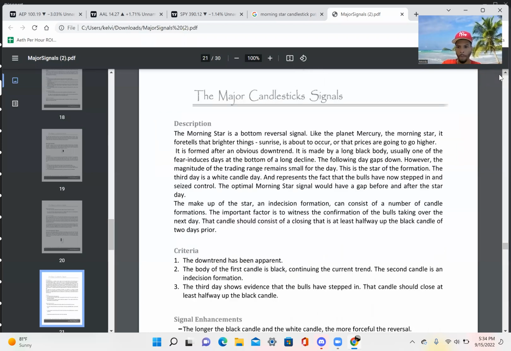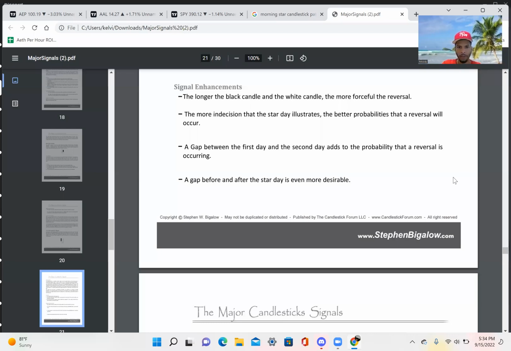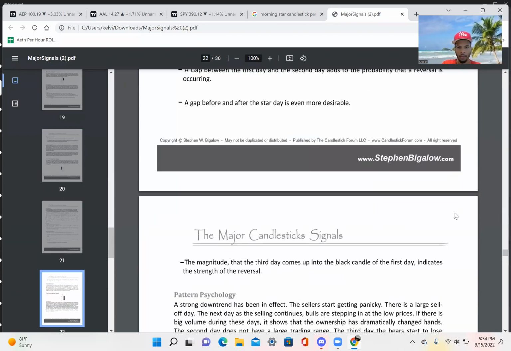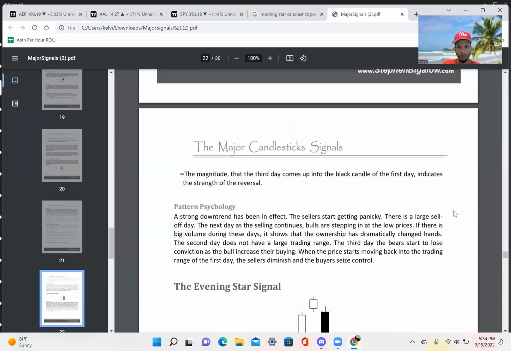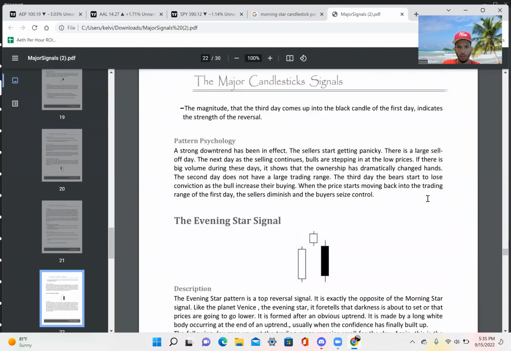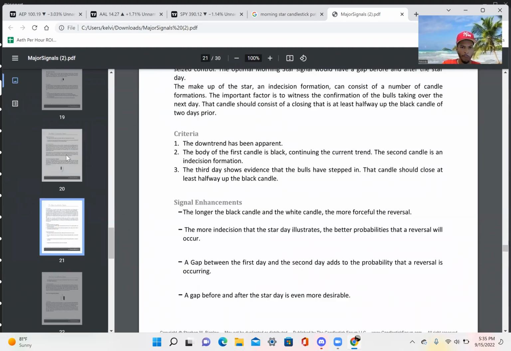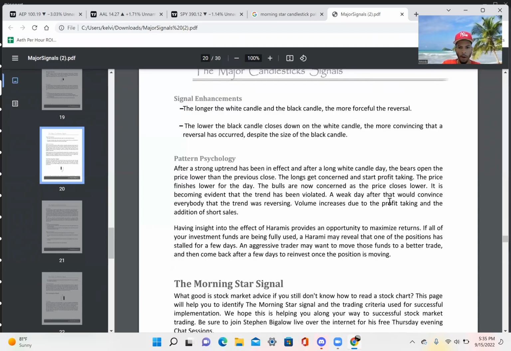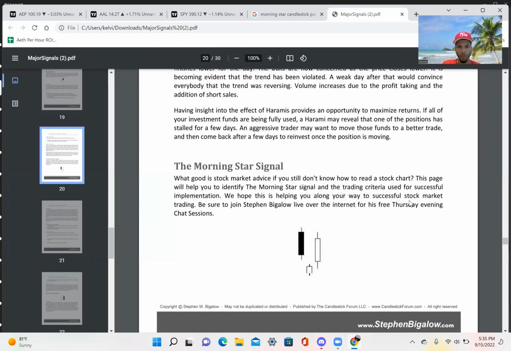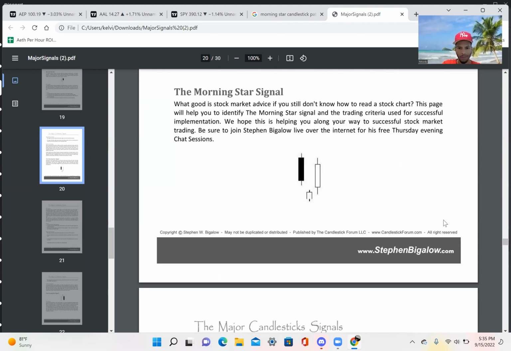Give me a second. I was trying to go up too fast. Did I just pass it? No, I'm down here. Right here. My bad, I'm moving a little too fast. This is the evening star. Let's go back to the morning star. Right here. All right, so let me just scroll down just a tad bit.